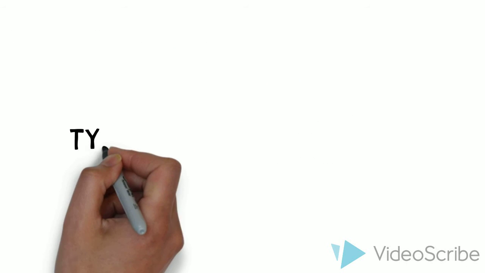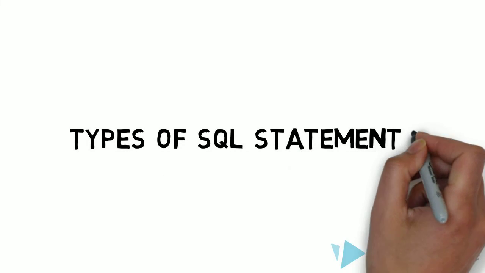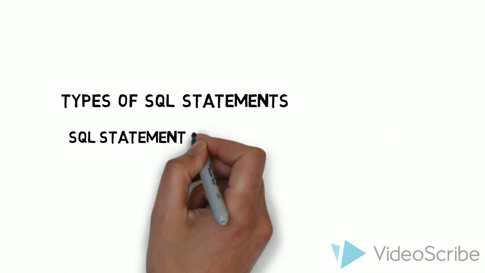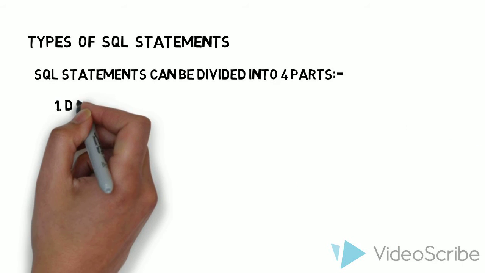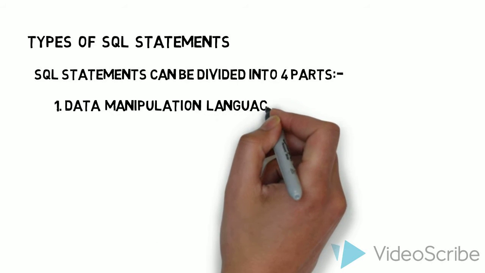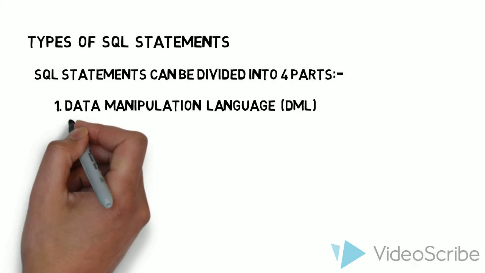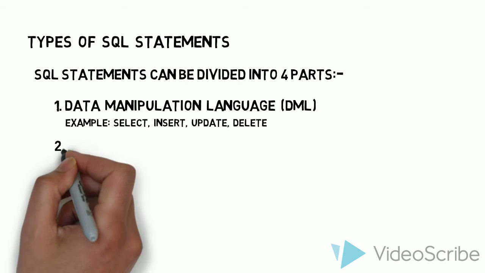Our next topic is types of SQL statements. Now I know this can be a little boring, but it is really helpful in understanding what can be done using SQL. Broadly, SQL statements can be divided into four parts. Number one, data manipulation language. These are used for retrieving, storing, modifying, or managing the data. Example, select, insert, update, or delete.